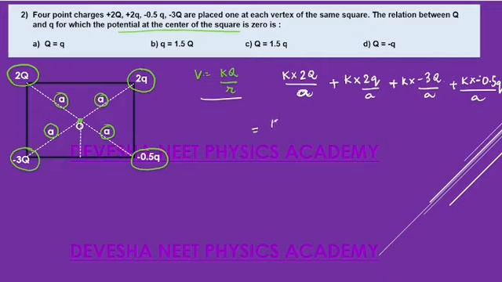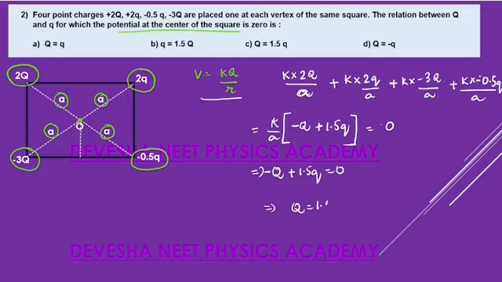Taking k by a outside as a constant, we have 2q, and this is minus 3q, so it will be minus q, and this is plus 2q minus 0.5 small q. This has to be 0, since it says the potential at the center of the square is 0. It means q minus q plus 1.5 q is equal to 0. It implies small q is equal to 1.5 q. So this is the answer. If you look at the options given to us, this will be the answer.